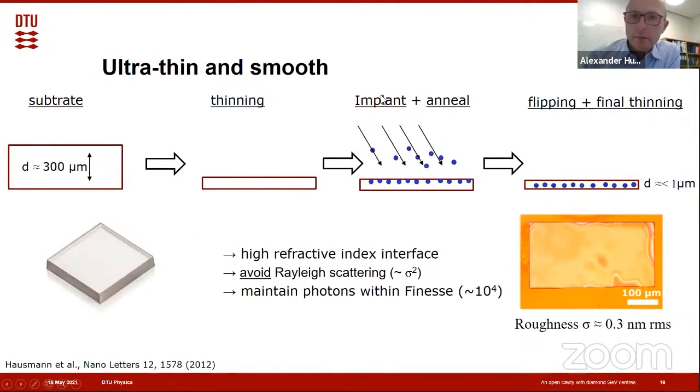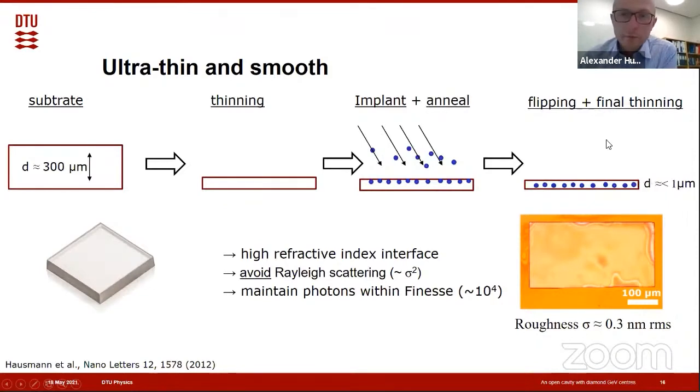Then these samples can be implanted with ions. In our case, it is germanium. High temperature annealing yields the color centers, while the energy of the implantation determines the depth. This is optimized to implant the color centers at a field antinode of the cavity. Annealing activates the emitters. Then the sample is flipped around and finally thinned down in a dry etching process to a thickness of just about a micrometer or even less.